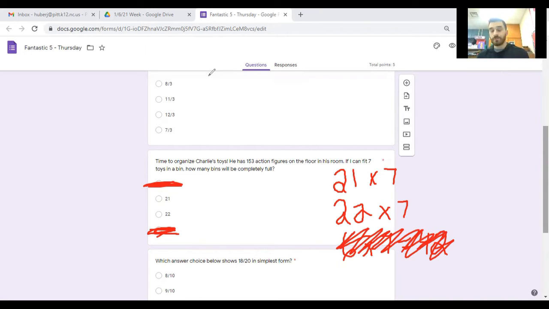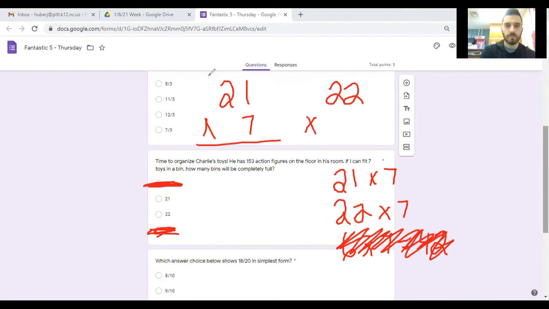So now I got to check the other 2, and I don't know them off the top of my head. That's why we learn how to stack and multiply. I can try 21 completely full bins or 22 completely full bins.